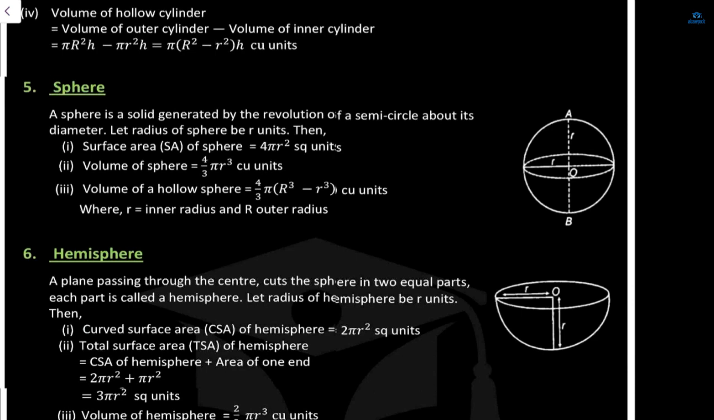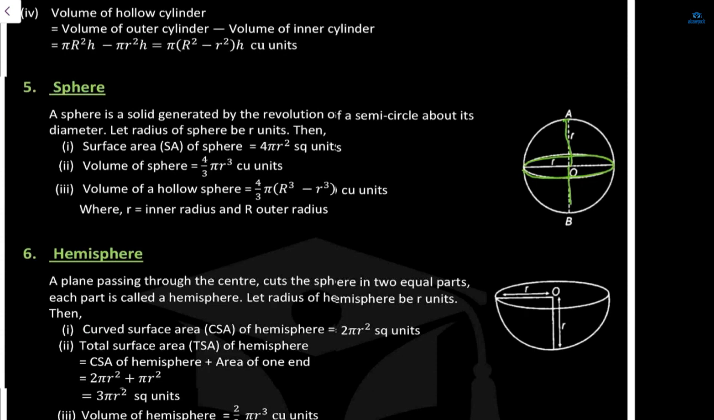Four surfaces, this one. How can I explain it? Let me explain the formula, I'll give you the notes. So here, the surface area of the sphere will be 4 pi r square. Pi r square is the area of a circle. So 4 pi r square is the surface area of the sphere.